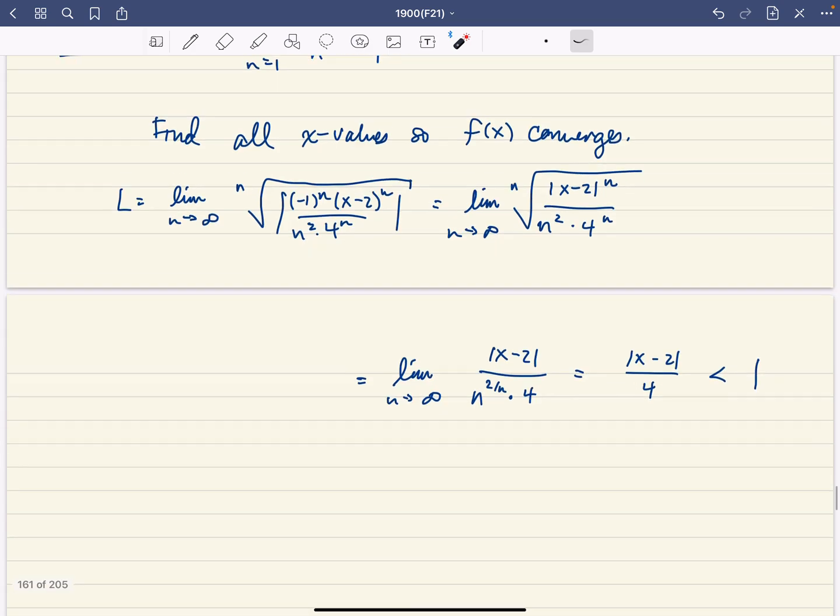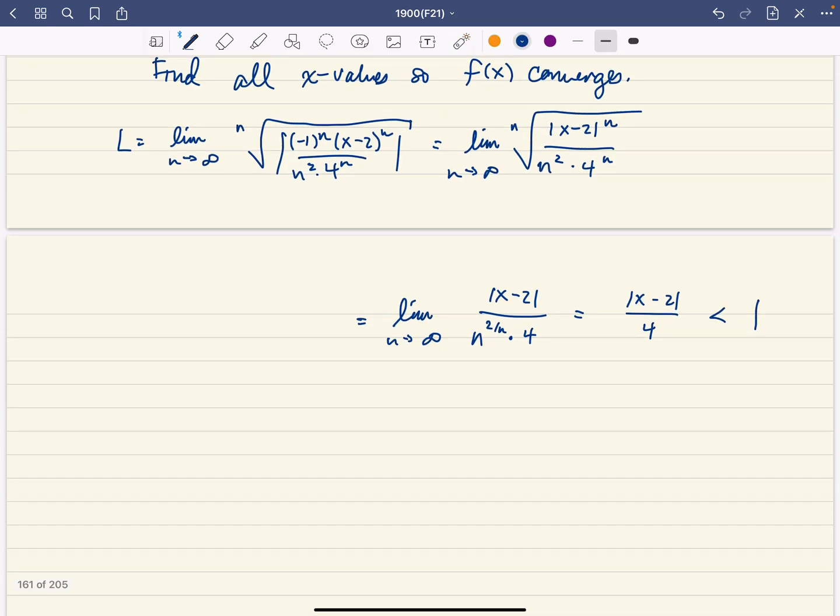And let's actually talk about what are those values. So here, if we have x minus 2 in absolute value over 4 is less than 1, that means that x minus 2 in absolute value is less than 4. So this means the absolute value of x minus 2 is less than 4. That's equivalent to saying that x minus 2 is between negative 4 and 4, and that's equivalent to saying that x is between negative 2 and 6.